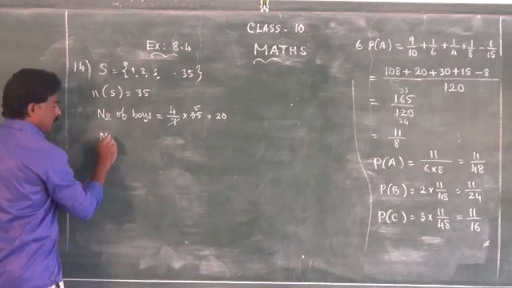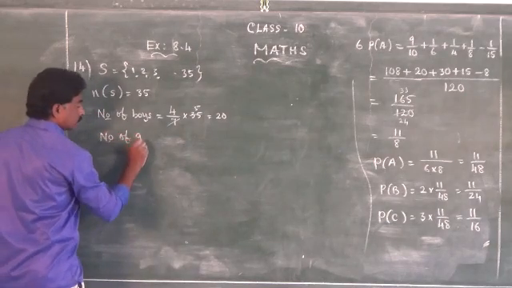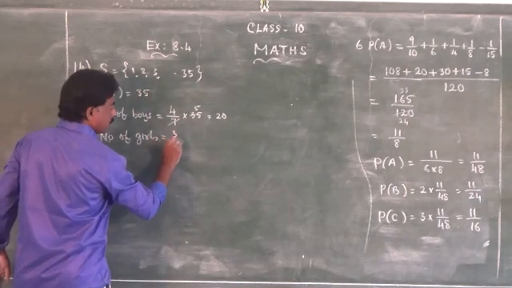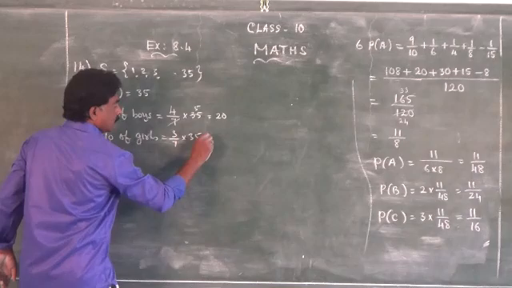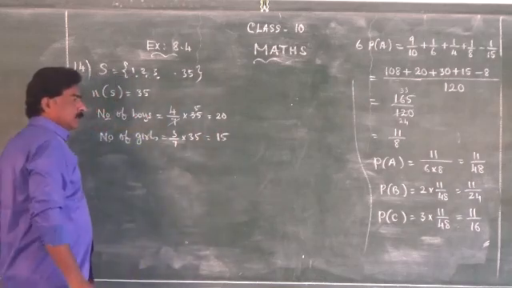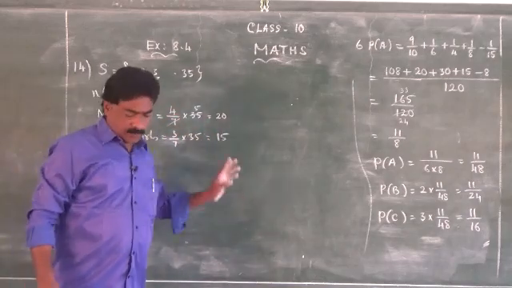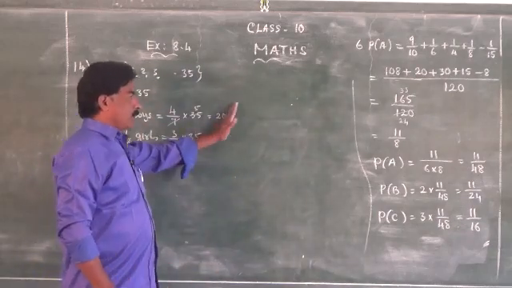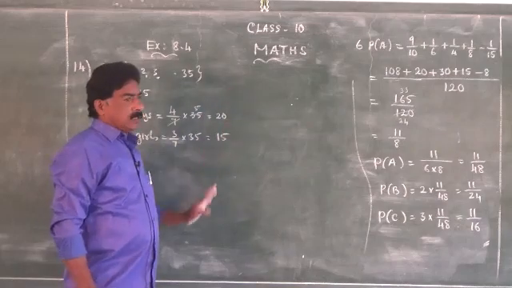So the number of girls will be the remaining: 35 minus 20, or 3/7 of 35, you will get 15. So the number of boys is 20, and the number of girls is 15. Now the boys are numbered first: 1 to 20 are boys, and 21 to 35 are girls.